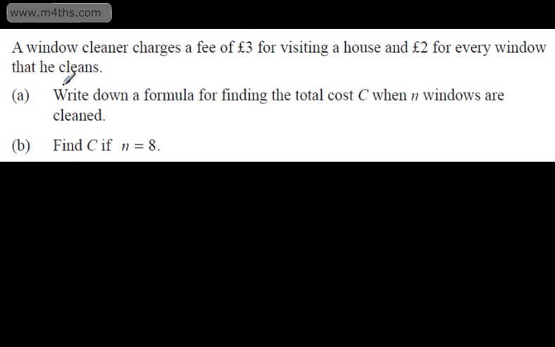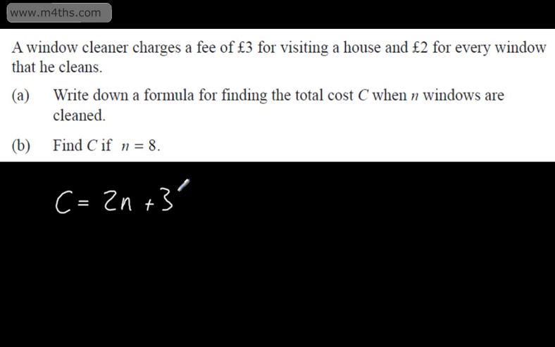Okay, a window cleaner charges a fee of £3 for visiting a house and £2 for every window that he cleans. In part A, we're asked to write down the formula for finding the total cost C when n windows are cleaned. So the bill he's going to charge you, or the cost, is going to be now £3. That is a fixed fee, plus £2 for every window he cleans. So we can say this is going to be 2n plus 3. We can of course write this as 3 plus 2n.